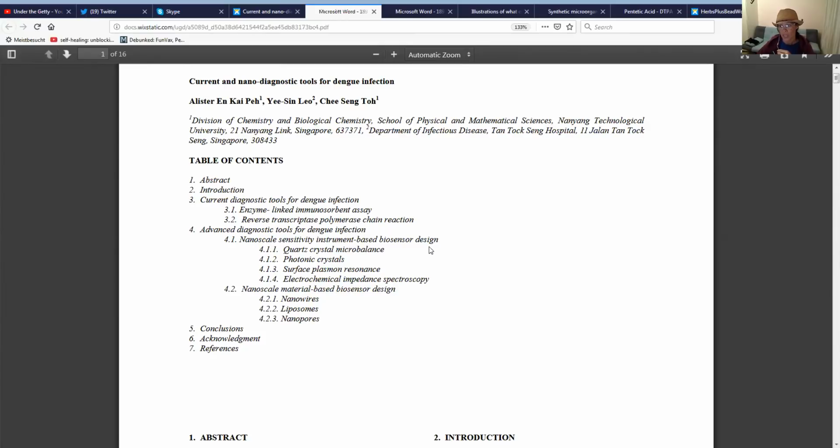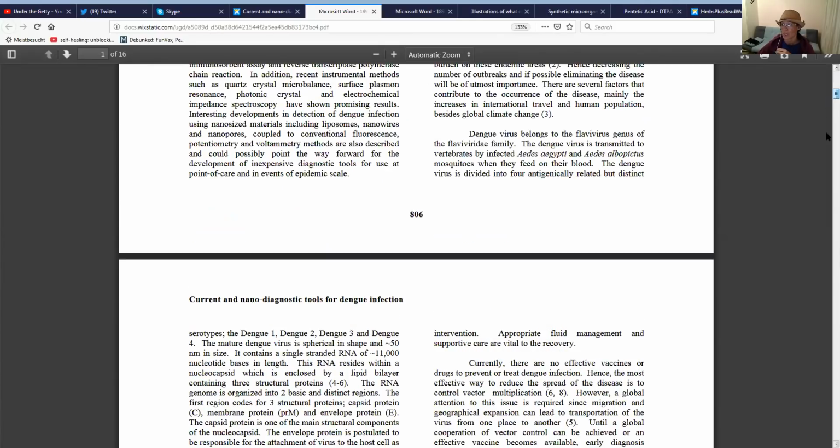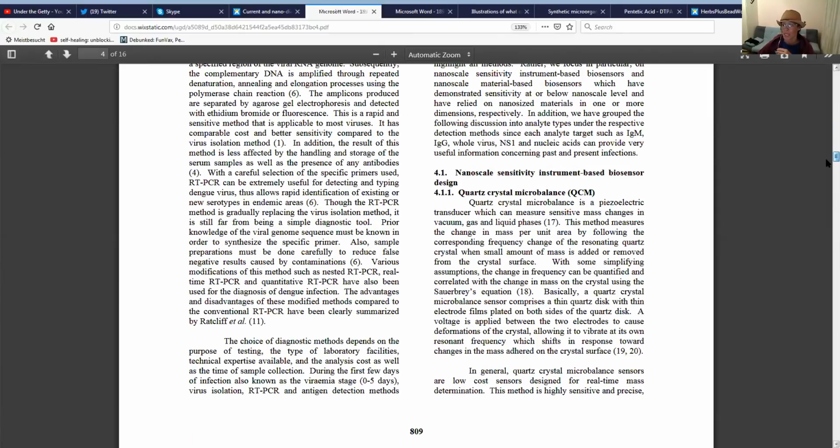instrument-based biosensor design, quartz crystal microbalance, photonic crystals, surface plasmon resonance, electrochemical impedance spectroscopy, nanoscale material-based biosensor design, which includes nanowires, liposomes, and nanopores. And there is the conclusion, acknowledgement, and references included in this 16-page PDF. So you can take a look at this.